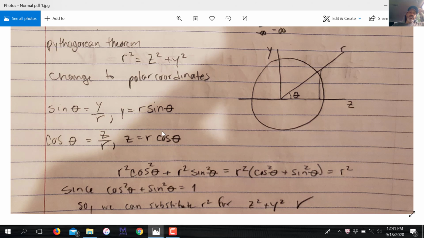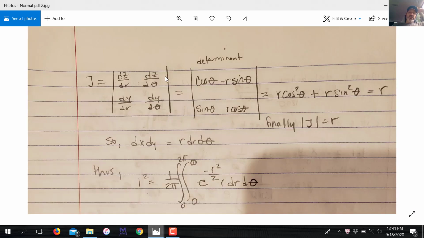And we need to take the derivative of z with respect to r and with respect to theta, and then for y with respect to r and with respect to theta. So that's what we're doing with the Jacobian here. So we're taking the derivative of z with respect to r and z with respect to theta, and y with respect to r and y with respect to theta. Okay, so for z, it was z is equal to r cosine theta.